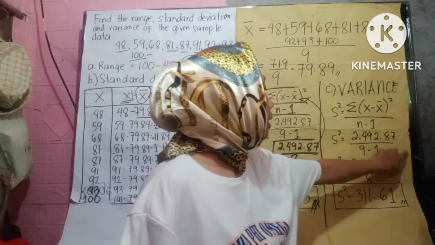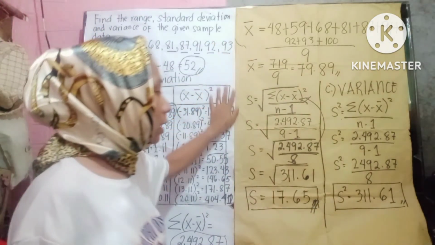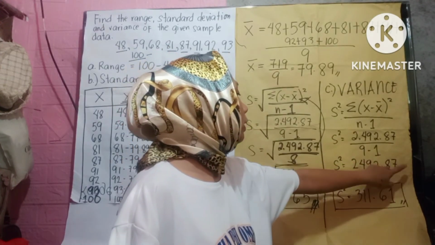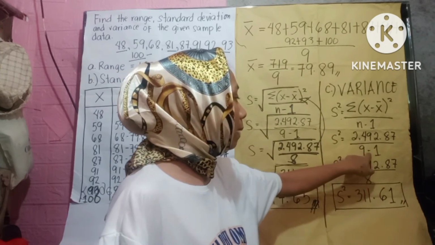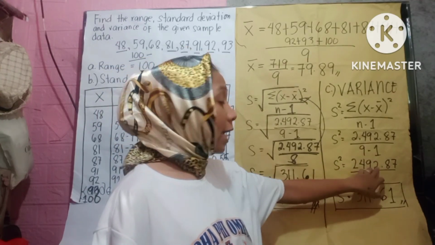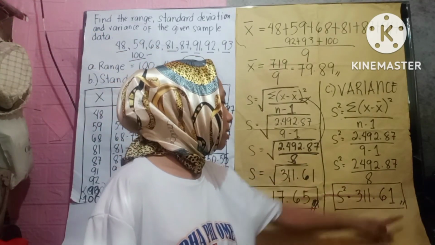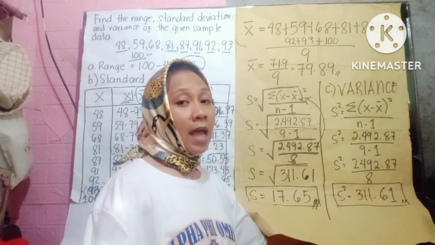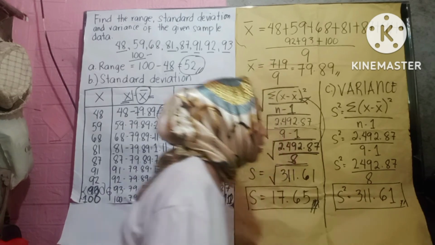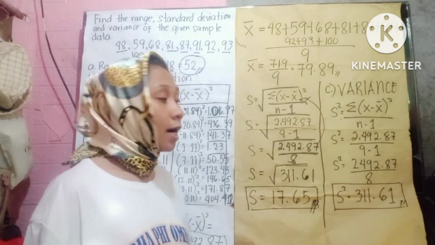Then, over 9 minus 1. Kasi 9, yun na yung given number. Then, i-divide natin ngayon yung 2,492.87 over 8. Kasi 9 minus 1 na siya. Kaya magiging 8 na lang. So, pag na-divide na natin itong 2,492.87 divided by 8, ang sagot po is 311.61, which ito yung variance ng binigay na data dito. Ito na yung magiging variance natin, is yung 311.61, kasi ang variance is the squared of the standard deviation.